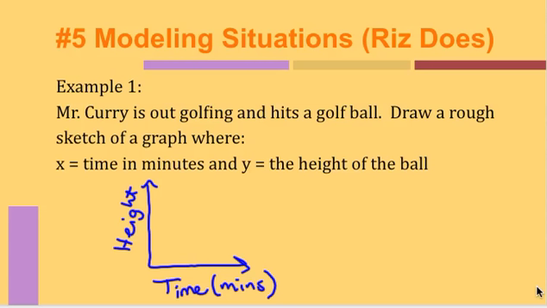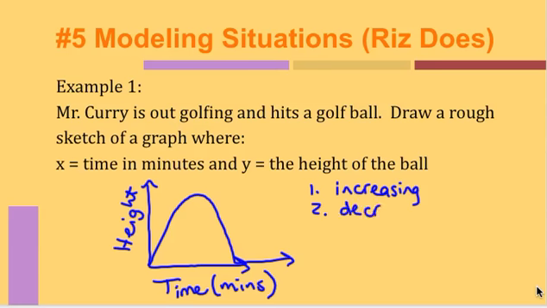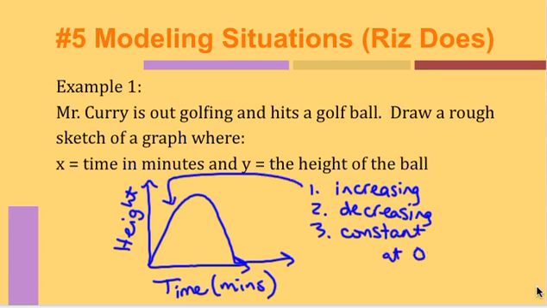Okay, so now I think about this situation. I think about Mr. Curry at the tee. I see him hitting the ball. I see the ball going up in height. And then at a certain point, it starts to come back down. And then potentially it flattens out. So again, I said the first thing that's happening is the height is increasing. Next, the height is decreasing. And finally, the height is constant at 0.